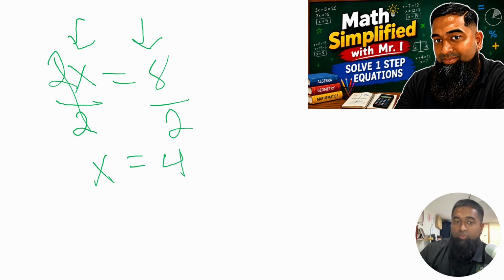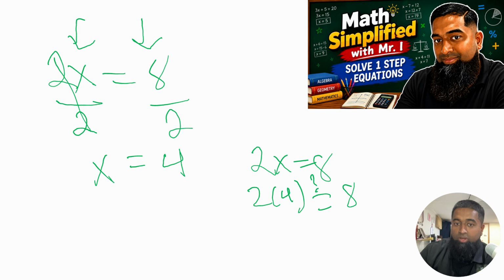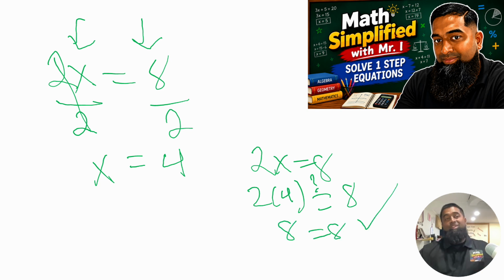That's your answer. If you were to check, you put 2x equals 8. How do you do it? 2 times 4. Is it equal to 8? I put a question mark. 2 times 4 is 8, equals 8. That checks. We've done it right.